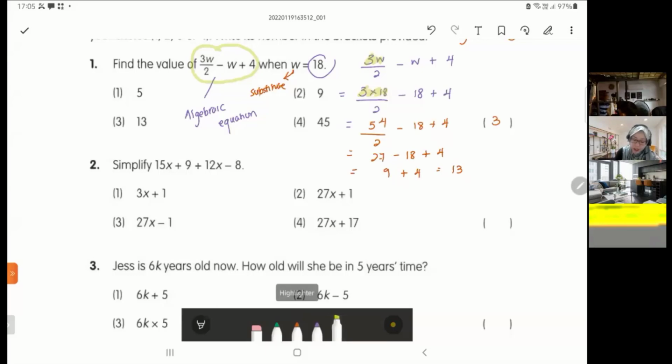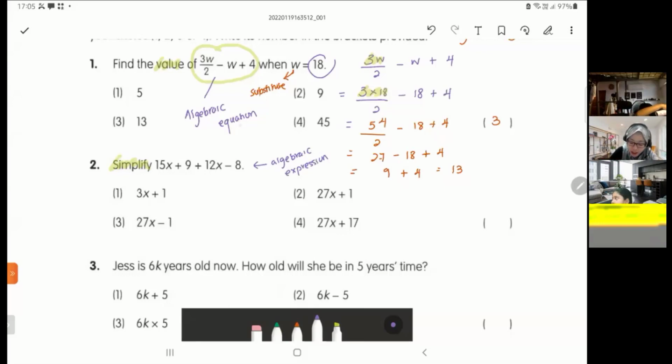For question number 1, they ask you to find the value, which means to solve it. But in question number 2, they ask you to simplify. When you simplify, you are not going to get a definite single number as an answer. You are just going to shorten the algebraic expression. So this one here is called an algebraic expression. These are all the terms which you do not have to know yet. I'm just sharing with you first.